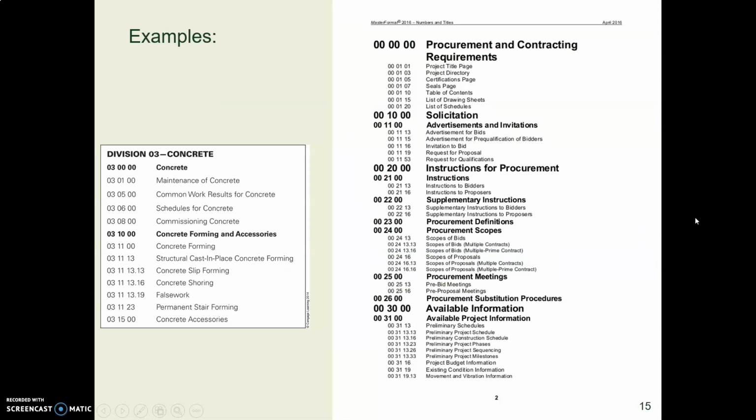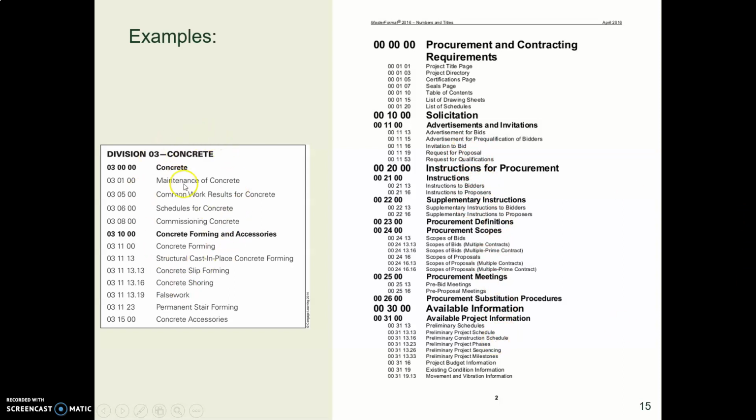Here are a few more examples. On the right are examples of how that first division 0 breaks down with the procurement and the contracting and the bidding and so forth. You can see there are a lot of details just related to the bidding process.